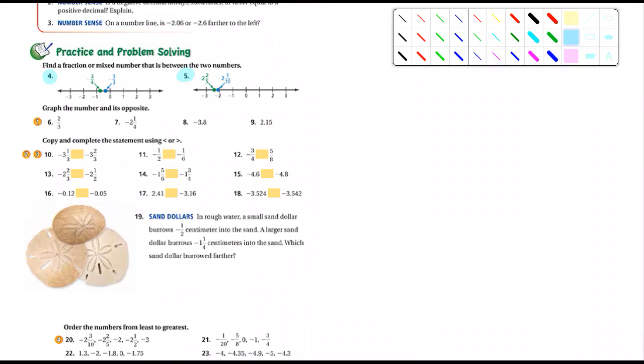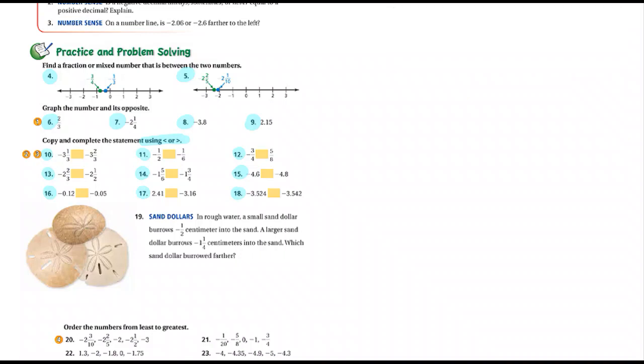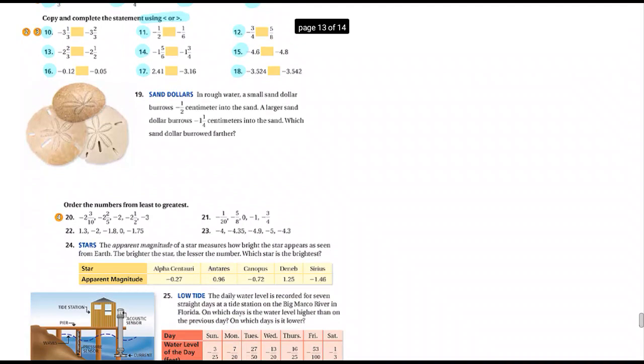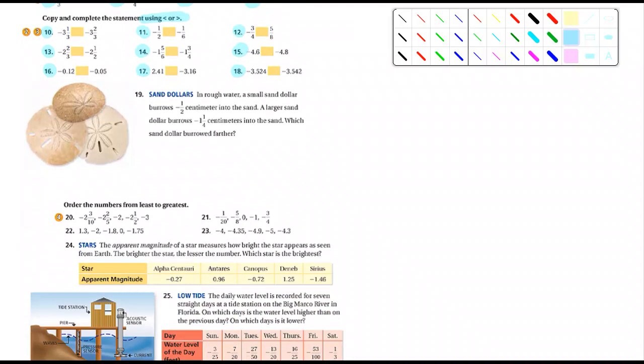Do 4 and 5. Graph the number and its opposite, 6, 7, 8, 9. And then copy and complete the statement using greater than or less than. So 10, 11, 12. You don't have to graph these, but to answer some of these, it might help you to graph it. Order from least to greatest, 20 and 21.